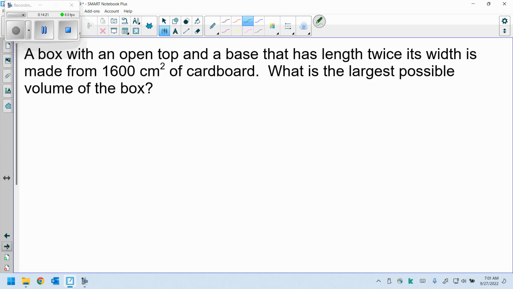Now, a box with an open top and a base that has length twice the width is made from 1,600 square centimeters of cardboard. What's the largest possible volume? Well, let's draw a box like that.